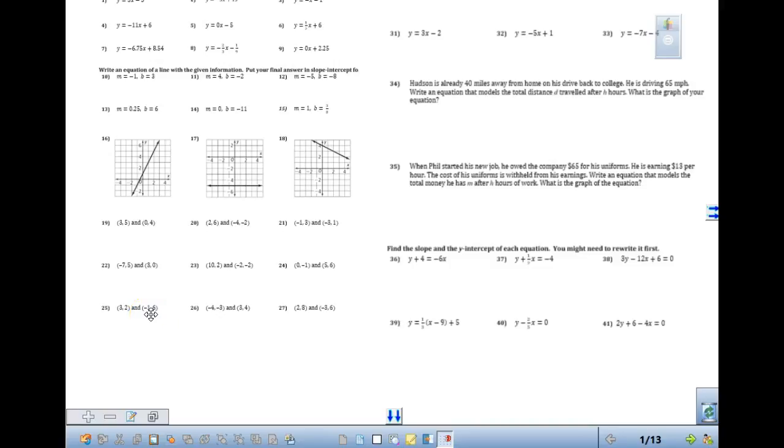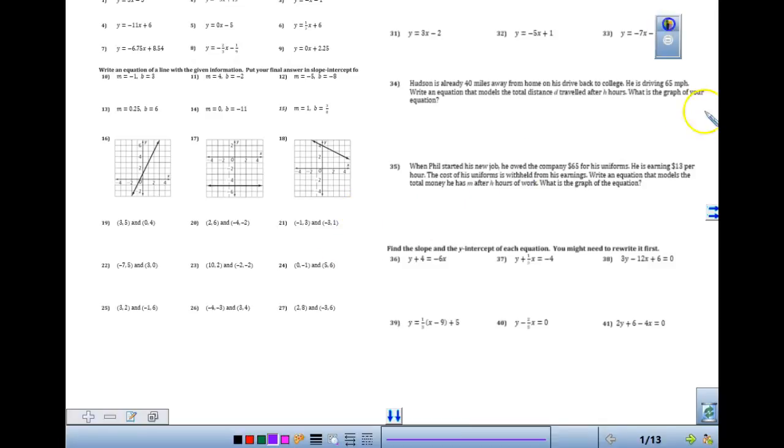35, before we go on today to the other form of the equation that we are looking at. In question number 35, it says that he is working for a company, $65 he has to pay for his uniform. His earnings are $13 an hour. The cost of his uniform is withheld from his earnings. Write an equation that models the total money he has, M, after 8 hours of work.